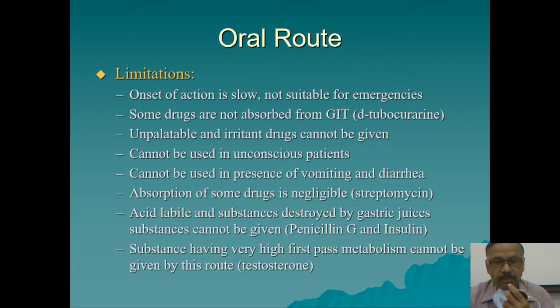Absorption of some drugs is negligible, like streptomycin, which is useful in the treatment of tuberculosis. Acid labile substances which can be destroyed by gastric juices cannot be given, like penicillin G and insulin. They have to be given by parenteral route. And substances having very high first pass metabolism cannot be given by this route, like testosterone, the anabolic steroids, male hormone.